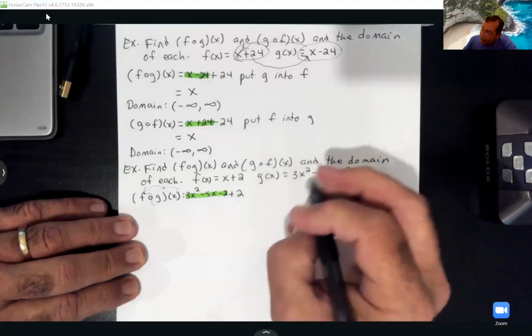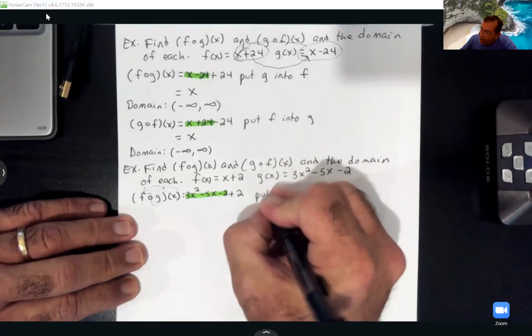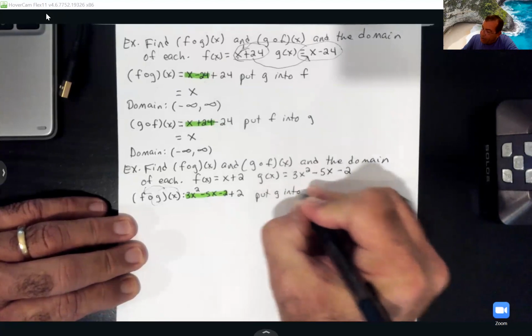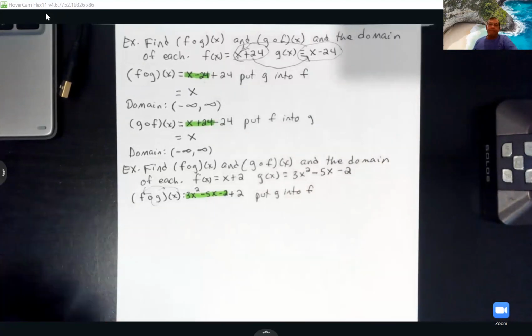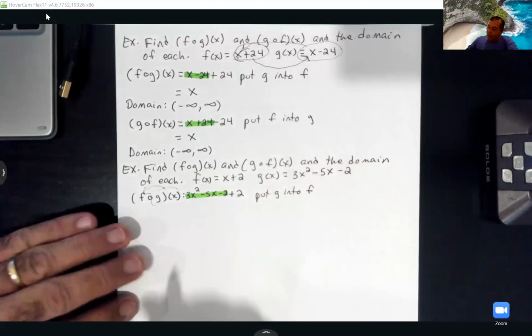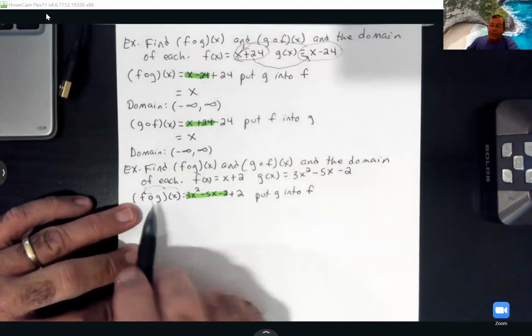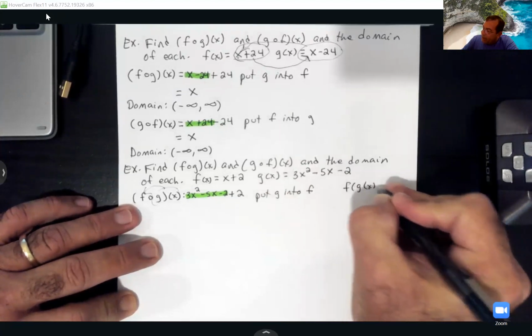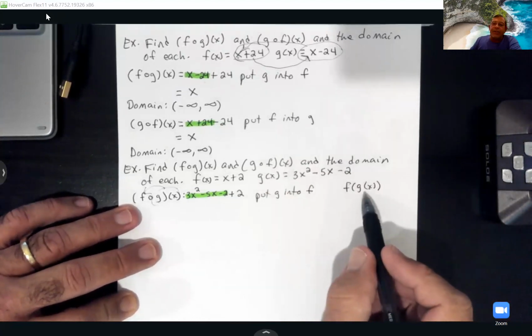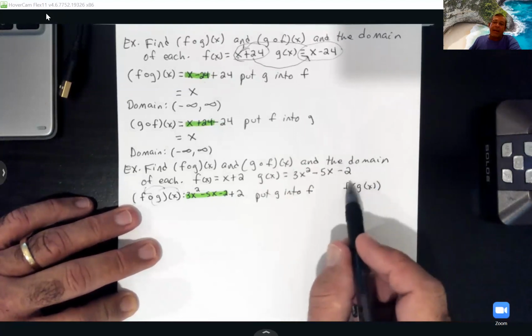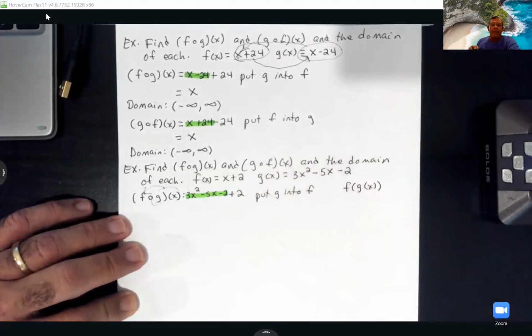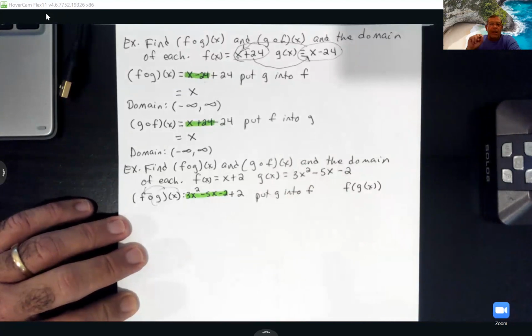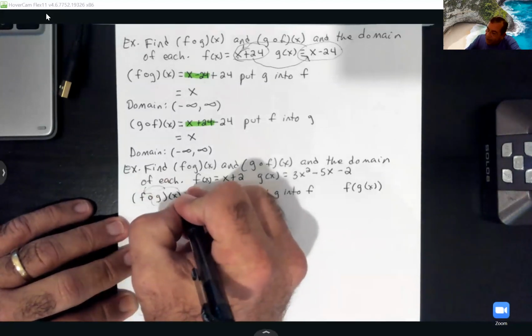So remember on this one, we put G into F. And y'all remember, this F composed G of X is the same thing as F of G of X. And you couldn't do nothing to the G of X. That's why we're putting that whole thing into our F. So can we go further? Oh, that should have been equals there.